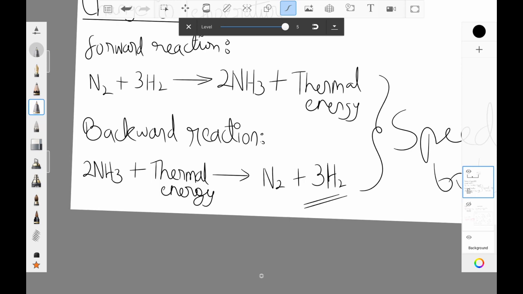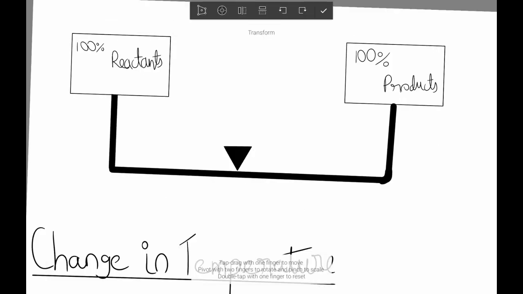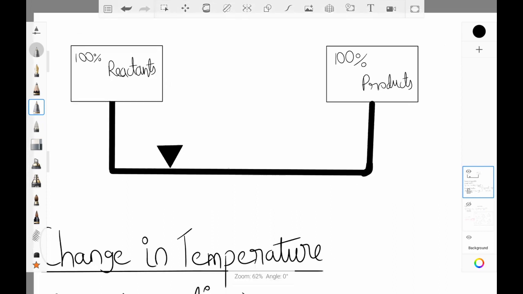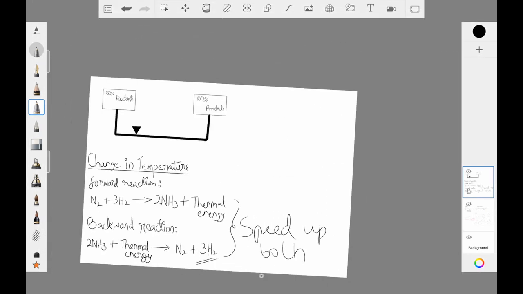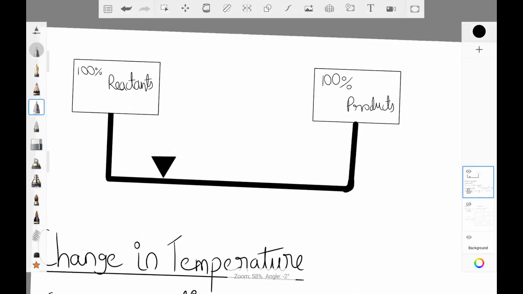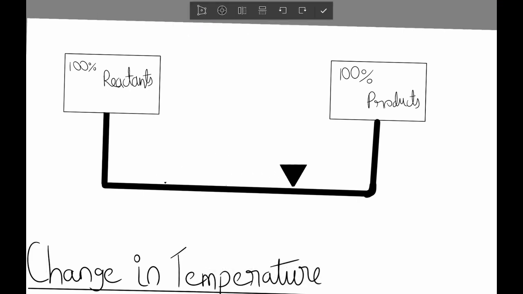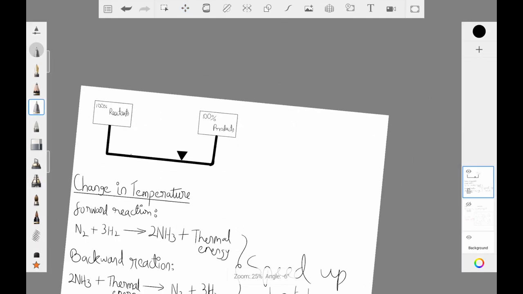Essentially, it helps the backward reaction more, and this means that by raising the temperature, you're actually reducing the yield and shifting the equilibrium to the left. So as you can see here, an increase in temperature will shift the equilibrium to the left, and it will reduce the yield of ammonia because it favors the backward reaction. And if I were to decrease the temperature, the equilibrium would shift more to the right, and this would increase the yield of ammonia.